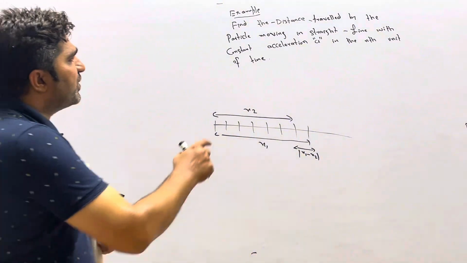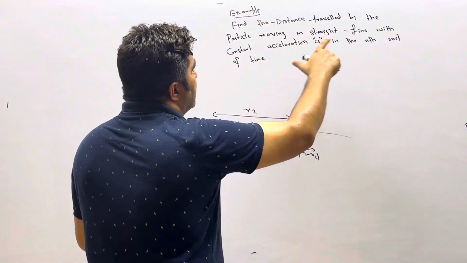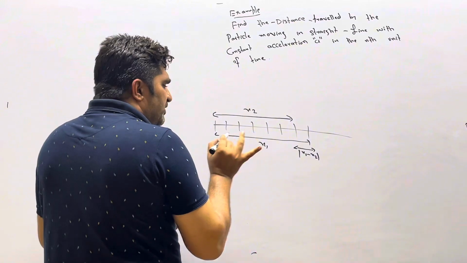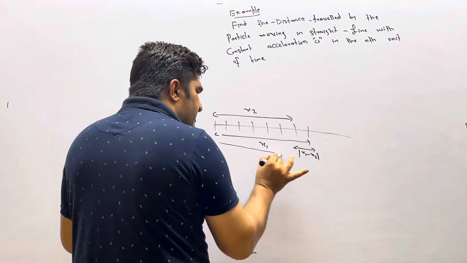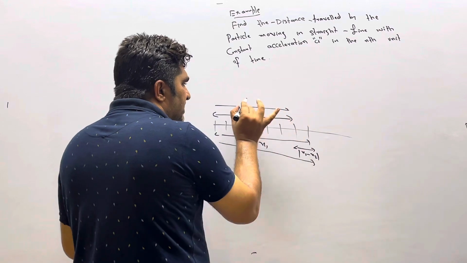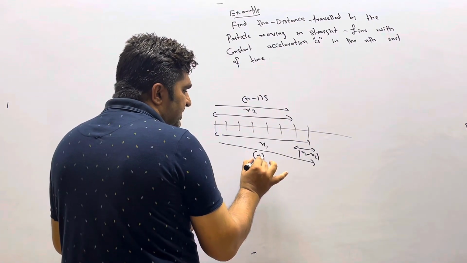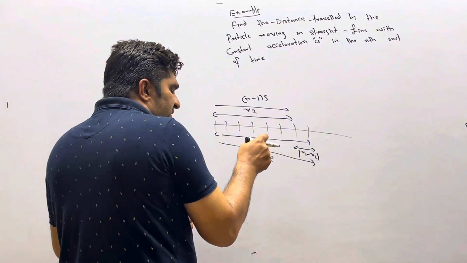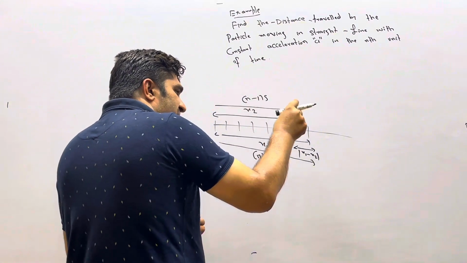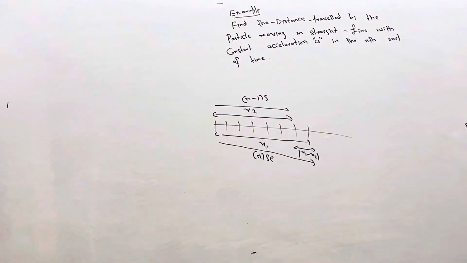Now, if you want to find out the distance traveled by the particle with a constant acceleration a in the nth unit of time, it means first you will find the distance traveled by the particle during n seconds. Then you will find the distance traveled by the particle during n minus 1 seconds. Then you will subtract this from this, x1 minus x2. This will be the distance during just the nth second. I hope you got the point here.